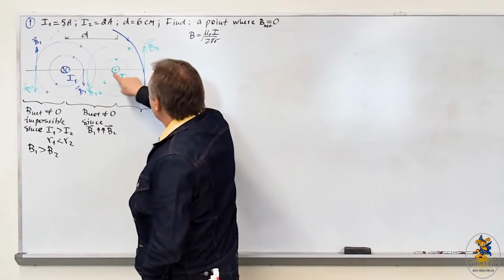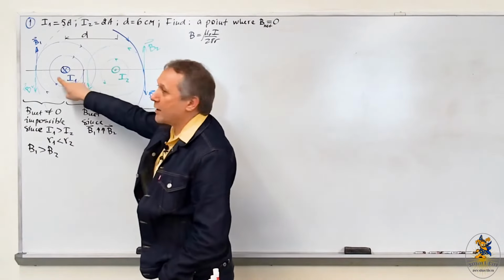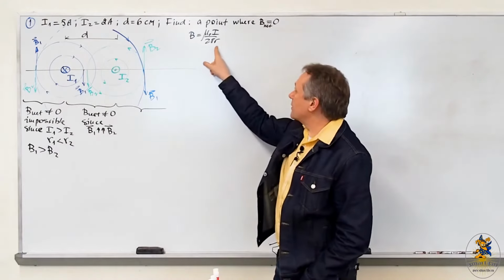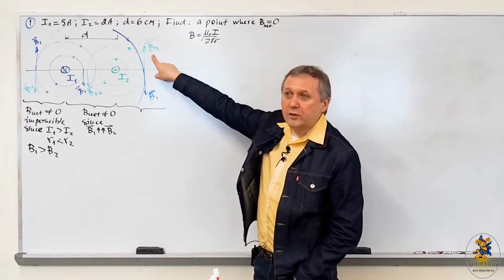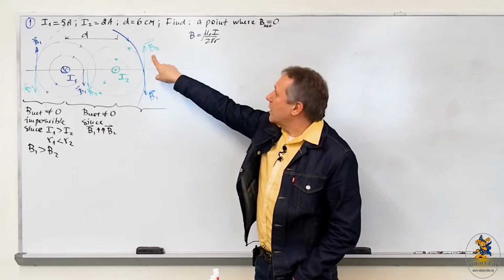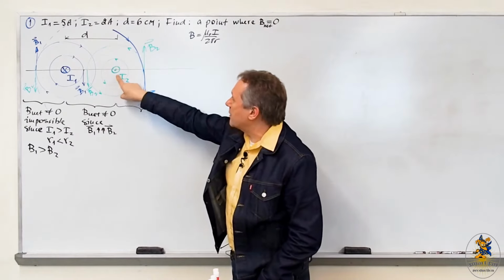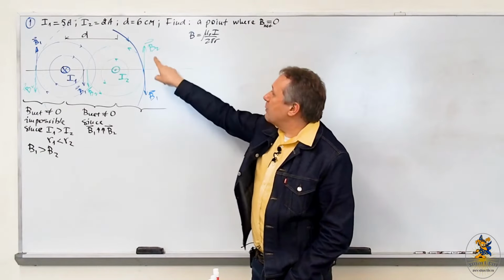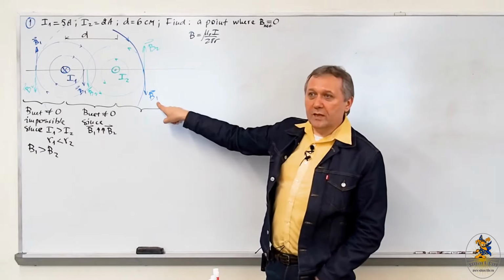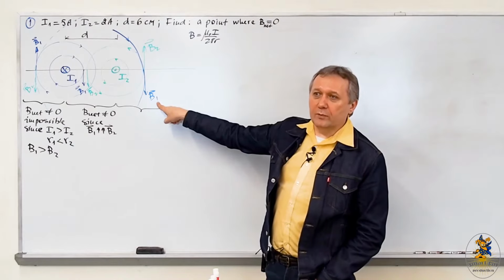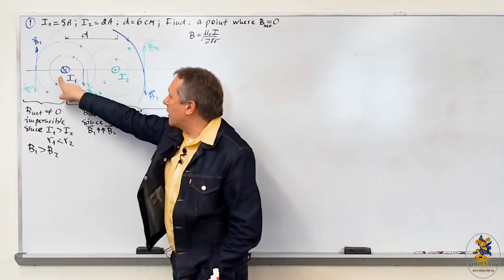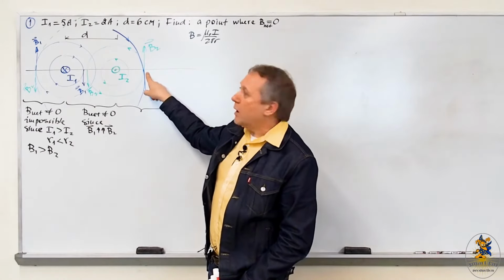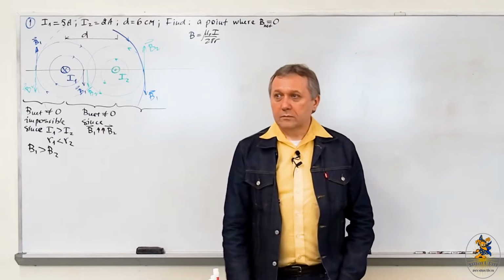So B2, the current I2 is smaller than I1, but the distance is small. So distance is smaller, making magnetic field 2 stronger. Right? So as a result, because of smaller current, but also smaller distance, it's possible for B2 to be the same value as B1. Because B1, yeah, it's kind of stronger current, but the distance to the point in question is larger. Right? So it's possible that B2 is equal to B1.